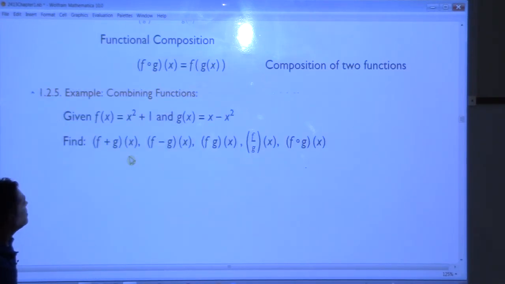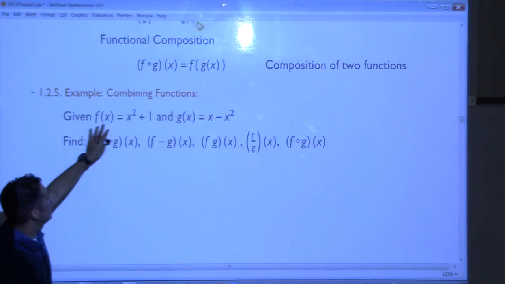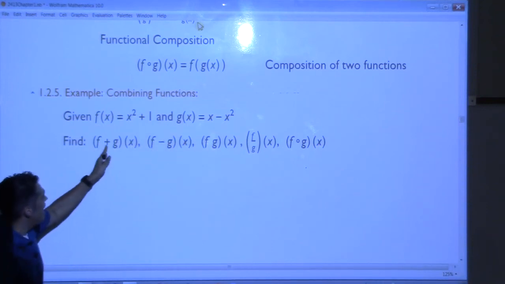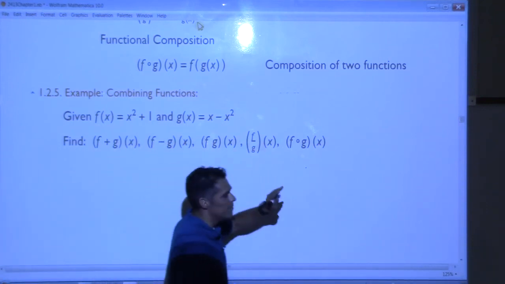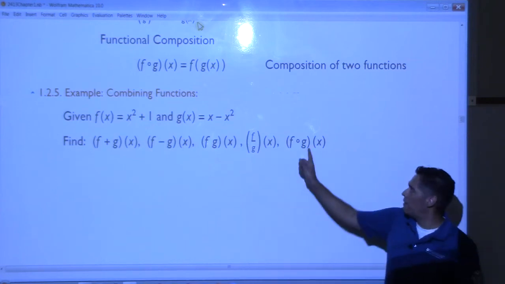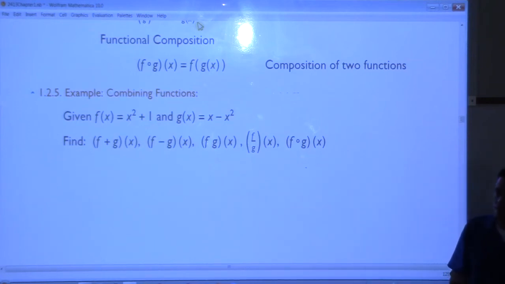So I ask us here to take a look at this example and to add them, subtract them, multiply, and divide them. And I'm going to skip all of those except for the last one. I just want to make sure we all understand how we compose those two functions together. I'm going to assume you can add, subtract, multiply, and divide those.